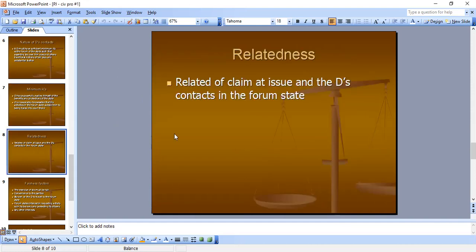And we have relatedness, the relatedness of the claim to the contact with the forum. The court will also consider the relatedness between the claim at issue and the defendant's contacts in the forum state. The closer the relationship, the more likely the court will find it fair to assert personal jurisdiction. So relatedness, you're going to have to also do your little argument there too, using the facts.